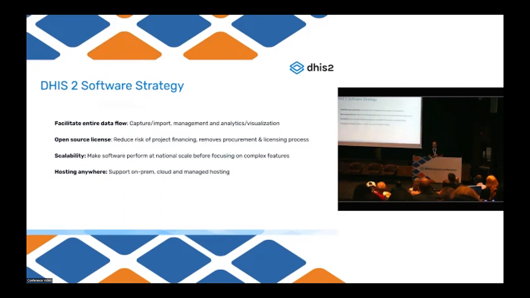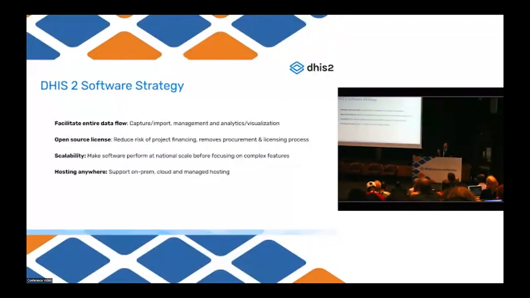I have to be honest, we don't get a ton of contributions. It's not like it's coming in lots of patches and so on. That's not really been the major benefit. I would say the main benefit of open source is that it reduces risk of project financing. We know that many projects are time bound, of course. So with DHIS2, even if you're running low on funding for a while, you can still keep the lights on, right? You can still keep the lights on because the software itself doesn't cost anything. Hosting costs, et cetera, but the software itself doesn't cost anything.